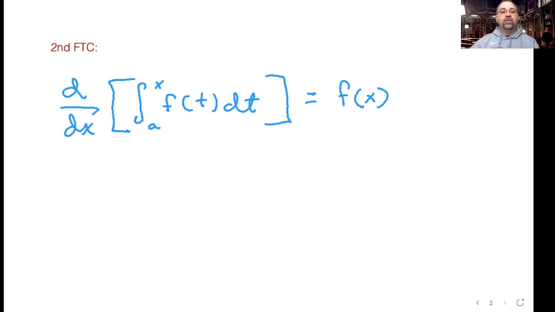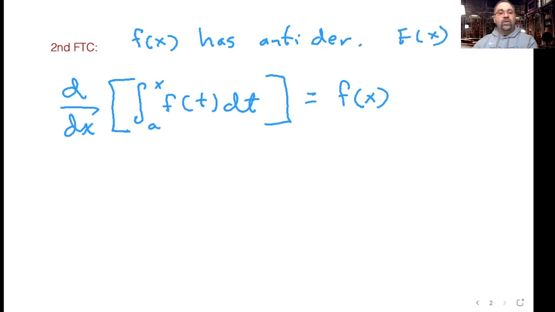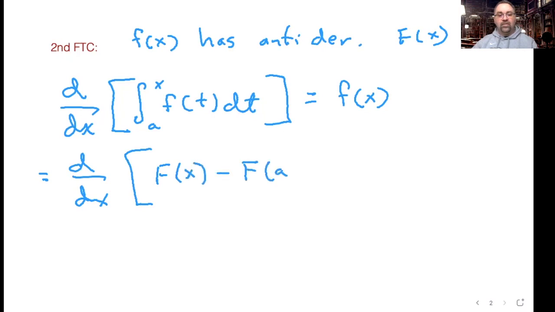I'm going to go back and use that idea from the first fundamental theorem of calculus that little f of x has an antiderivative that we call capital F of x. So what we're really saying in here, if I go through the first fundamental theorem, is we're deriving capital F at x minus capital F at a.